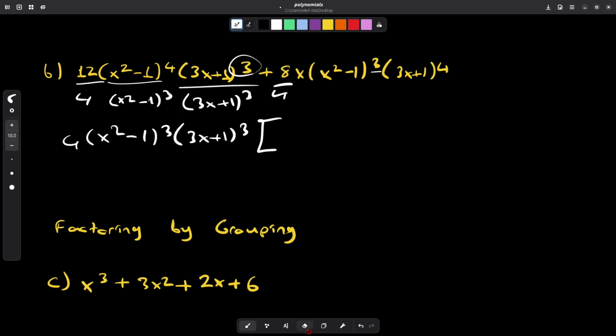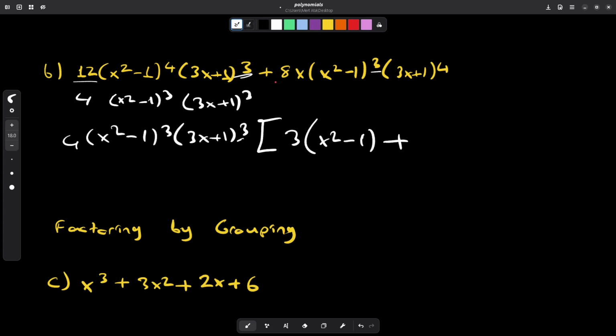How do I factorize these out? It's really simple. I'm just going to check what else I need to get the original term. First part: to get the 12, I need to multiply 4 with 3, so I need a 3 here, multiplied. X squared minus 1 to the fourth power is cubed, so I need one more x squared minus 1. I don't need to write 1.